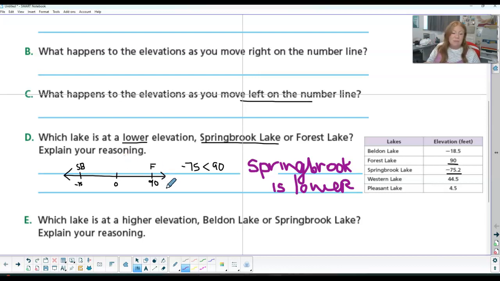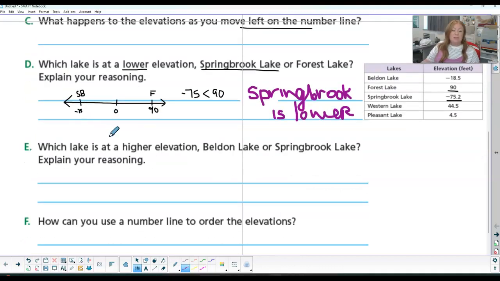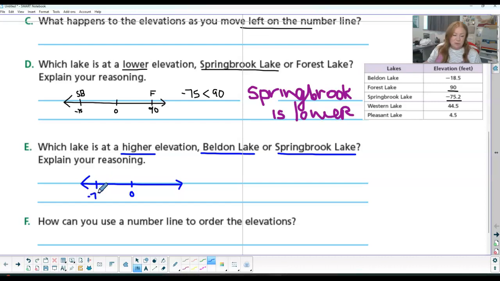I will take that. So the next one wants us to know which one is higher. So this time we're going higher. Always go back and read your question. Belden Lake or Springbrook Lake. So we're going to start with our number line. Here's sea level. And we know Springbrook was negative 75.2. I'm just going to put negative 75. So here's Springbrook. And I also need to find Belden. So Belden is negative 18.